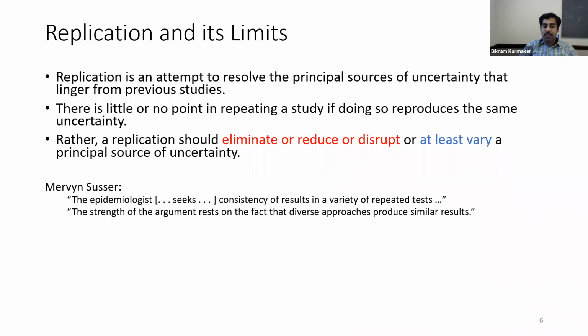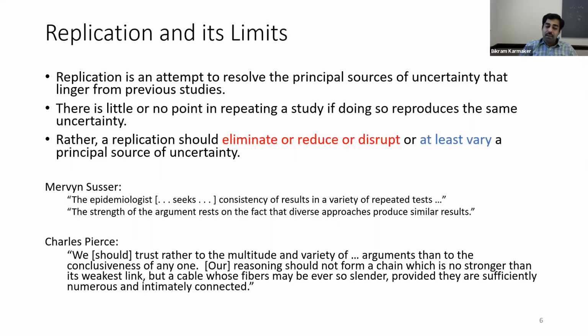And this is not something that's new to us, and it's been discussed previously by various researchers. For example, Marvin Susser said the epidemiologist seeks consistency of results in a variety of repeated tests. And also writes, the strength of the argument rests on the fact that diverse approaches produce similar results. All right, so Marvin Susser said that related to epidemiology, but similar statements were made much earlier than that.